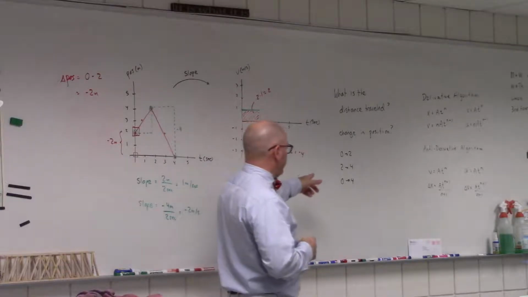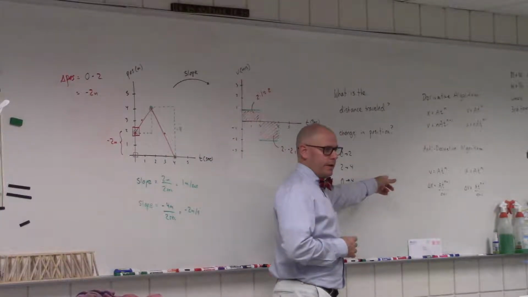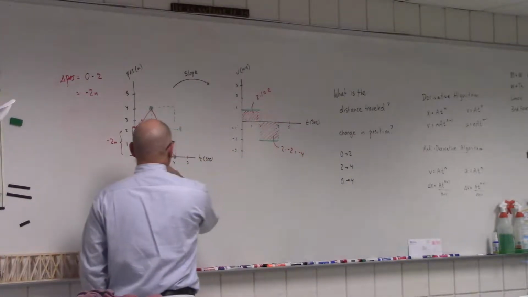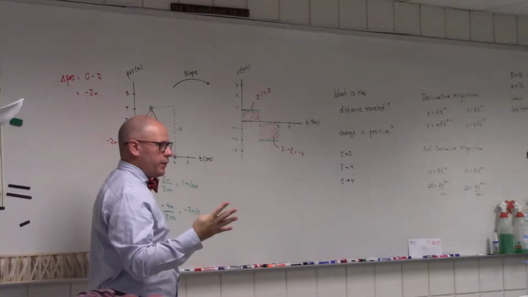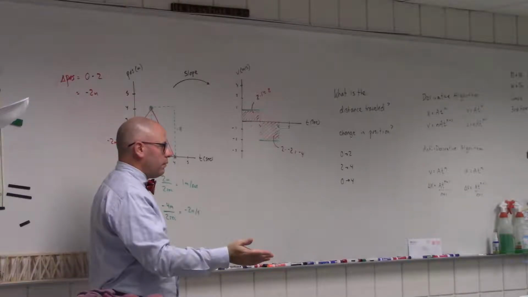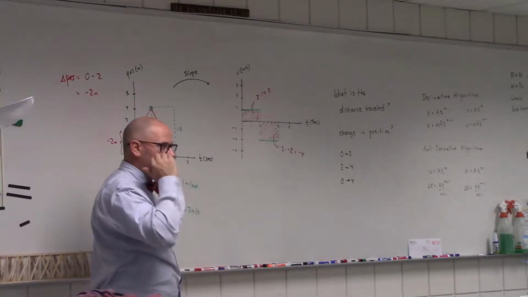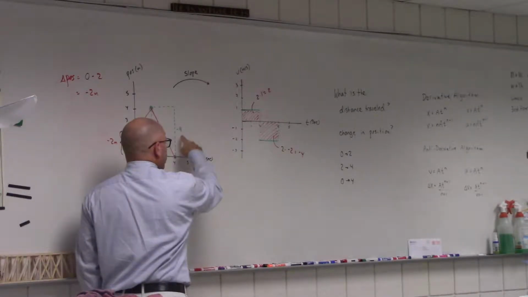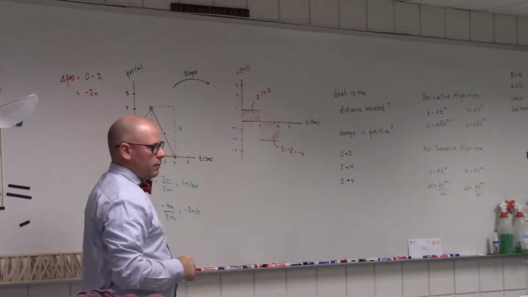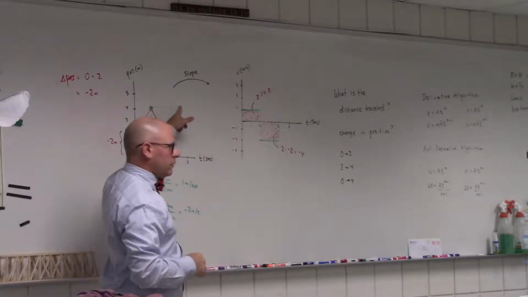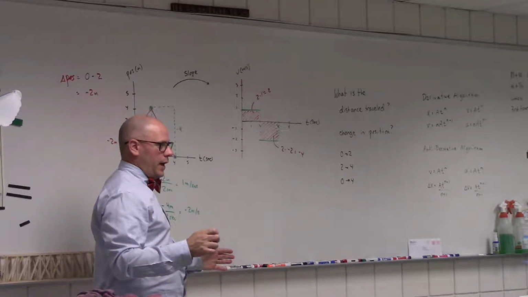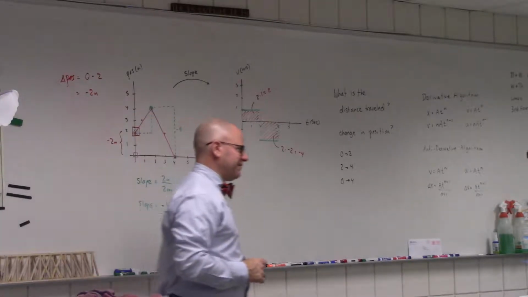Now, from 2 to 4 seconds, things are going to be different. Because from 2 to 4 seconds, his distance traveled is 4, because distance doesn't care what direction. So the distance traveled is 4, but what's the change in position? -4, because final minus initial. Right? See that?